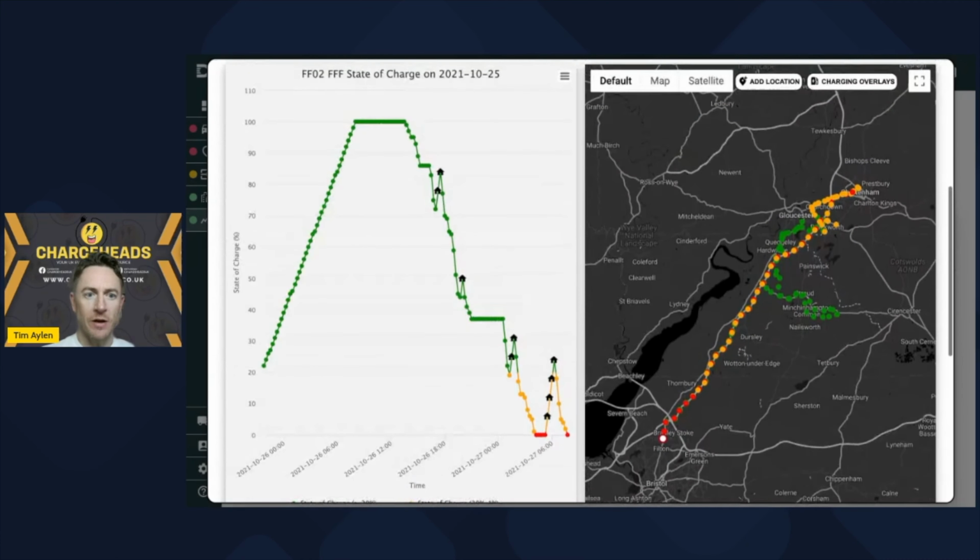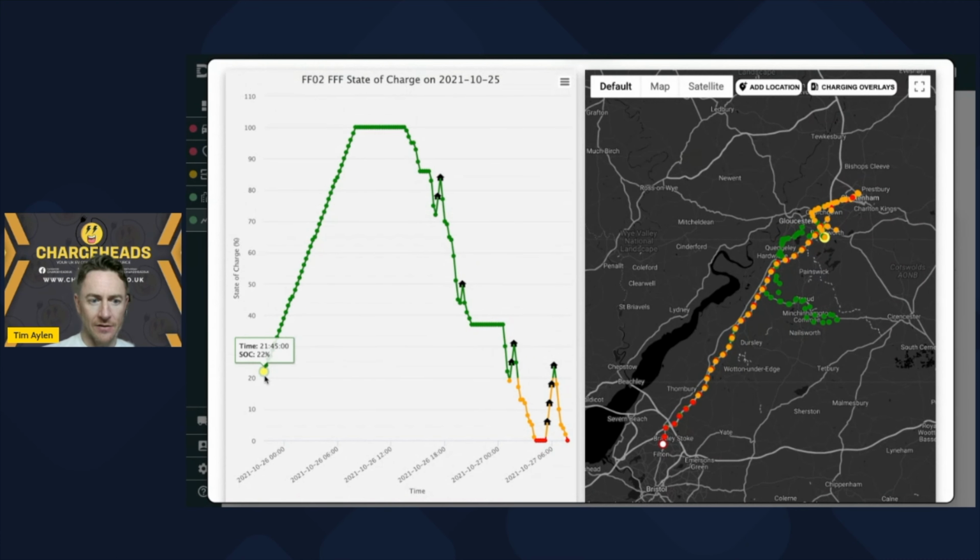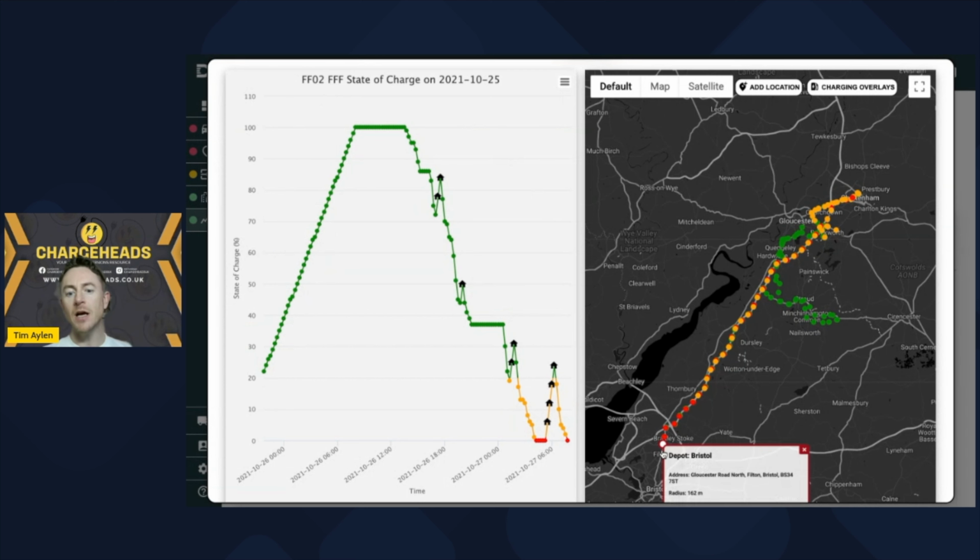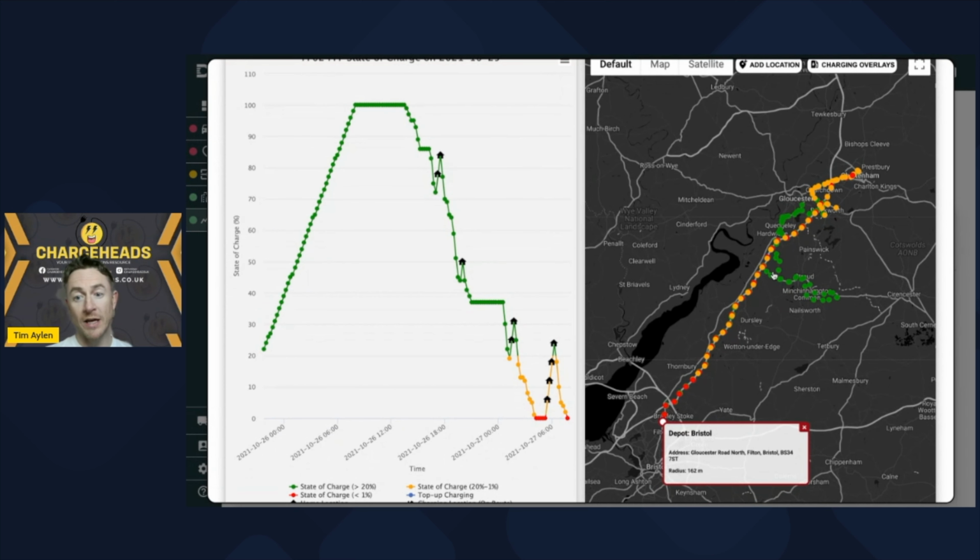So this is where the magic happens, because we've got here the state of charge graph on this particular day, for this particular vehicle simulated with that charging. We've got the map showing us where the vehicle goes and the state of charge. So we've got state of charge on the left, time at the bottom. Here it is at the depot down in Bristol, charging up to 100%. And then at 1:30, off it goes on its normal operations.